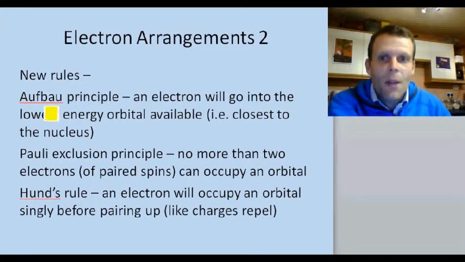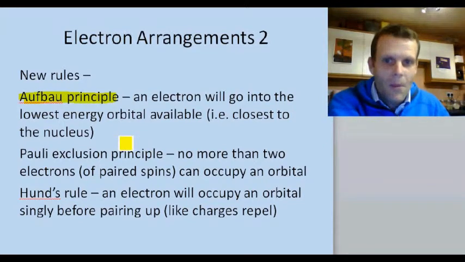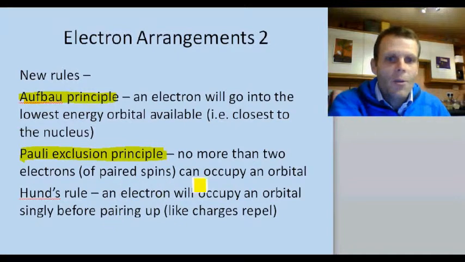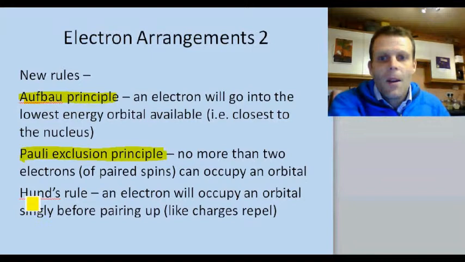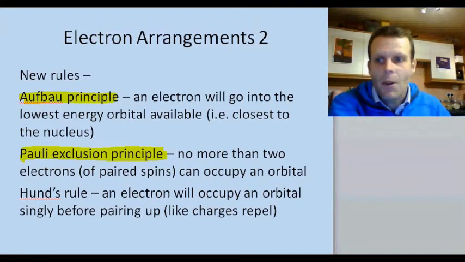So there's 3 rules that we're going to make use of. The Aufbau principle: an electron will go into the lowest energy orbital available. So in other words, the one closest to the nucleus. So we're going to fill up n equals 1 before we would fill up n equals 2. The Pauli exclusion principle: no more than 2 electrons can occupy an orbital. We'll see what the word orbital means in a moment. And then finally, Hund's rule: an electron will occupy an orbital singly before pairing up. And again, we'll look at some diagrams that will help us explain what that means.